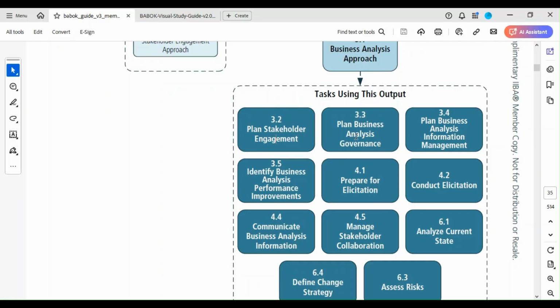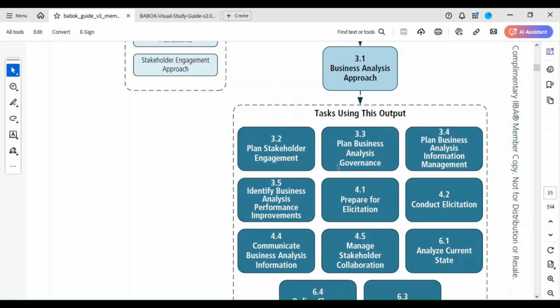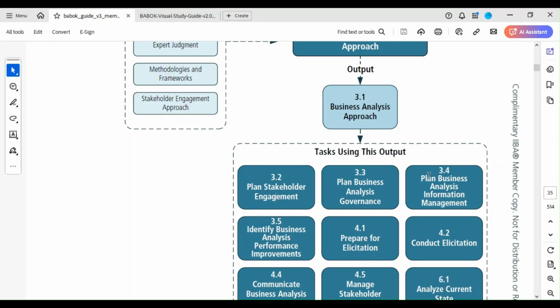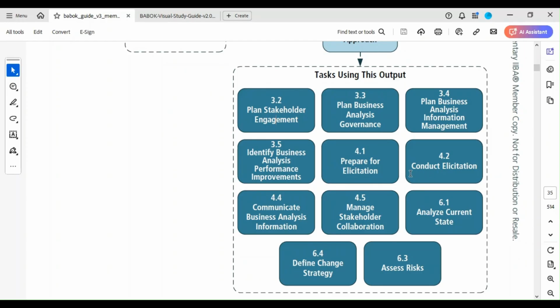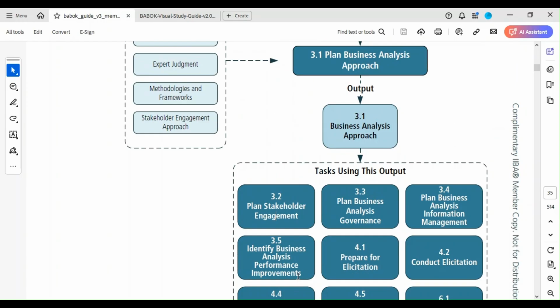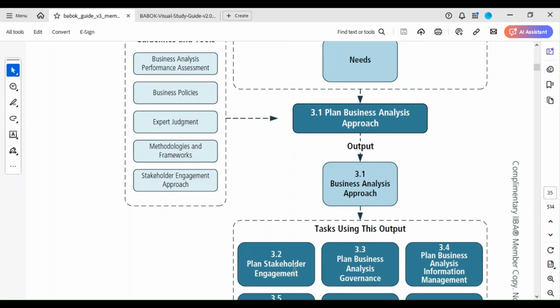When you plan business analysis governance, you will need to know this. When you plan your business analysis information management, you will have this approach at the forefront. When you want to identify business analysis performance improvement, you want to know the business analysis approach. When you want to prepare for elicitation, the same. When you want to conduct elicitation, communicate business analysis information, manage stakeholder collaboration, analyze current state, define change strategy, even assess risk. Don't worry, by the time we get there, you'll see all this.